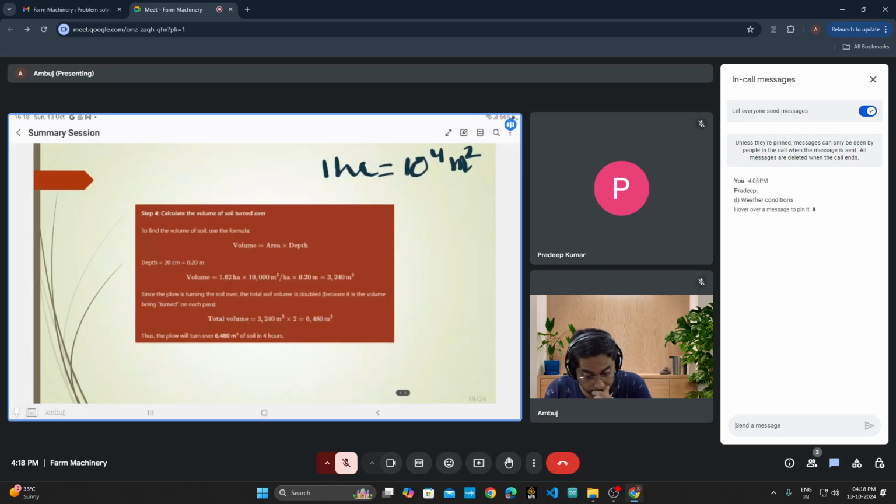Okay, entire volume means volume of soil that is getting handled. This much volume of soil is getting dug and it is also getting inverted. So the entire volume has to be multiplied by 2. Since the plow is turning the soil over, total volume of soil handled is doubled. So 3240 cubic meters multiplied by 2 will give me 6480 cubic meters. So my plow will turn 6480 cubic meters of soil in 4 hours.